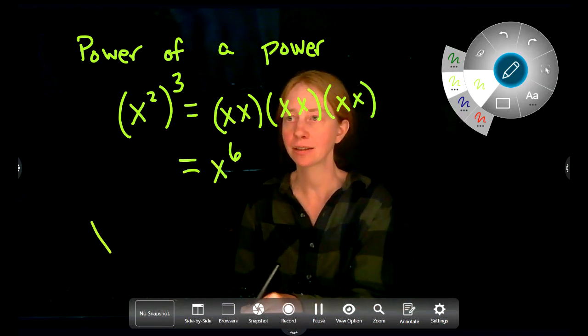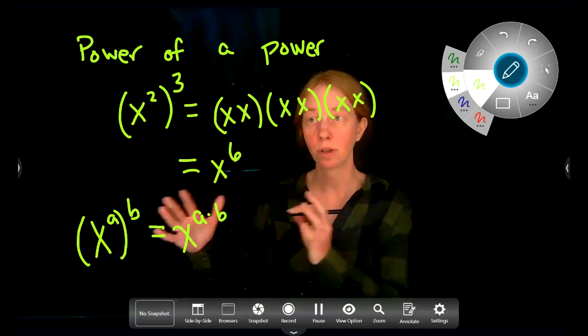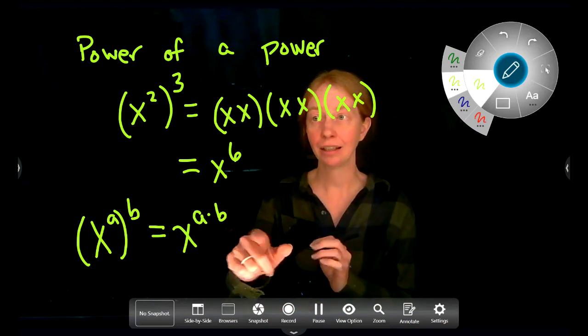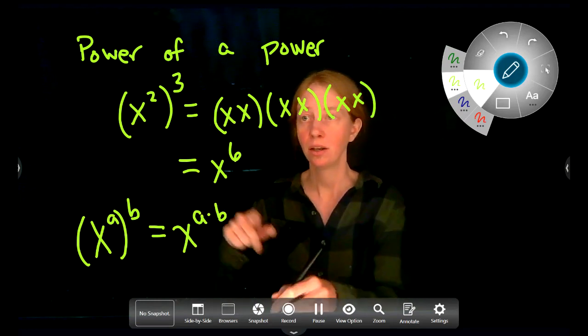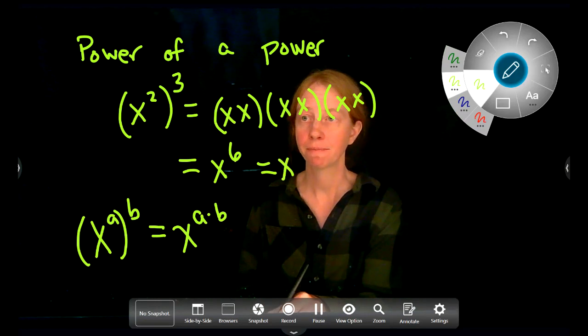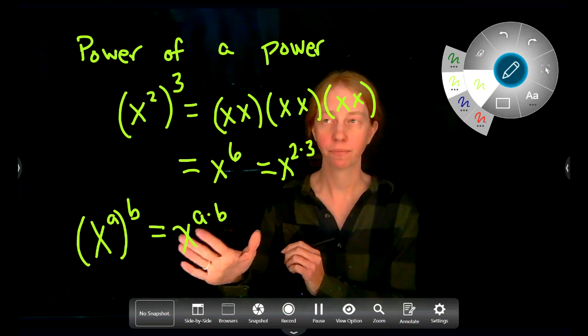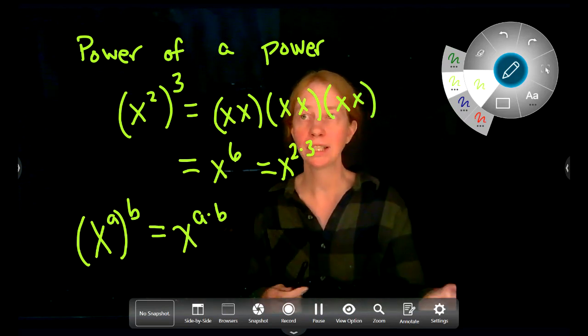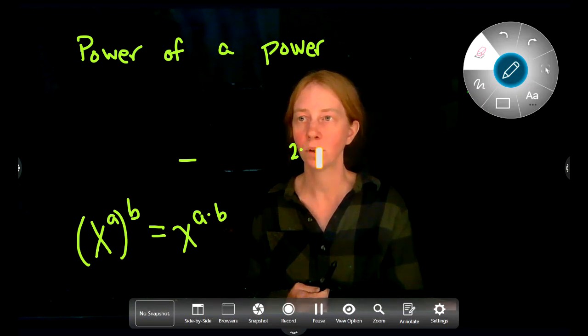If we had x to the a raised to the power of b, we multiply, so x to the a times b. Last time we were doing multiplication and we added. This time we're raising to a power and we are multiplying. So this could really look like x to the power of 2 times 3. Same thing. Once you have that rule down, you'll be able to do problems like this. I'll leave this general rule down at the bottom.